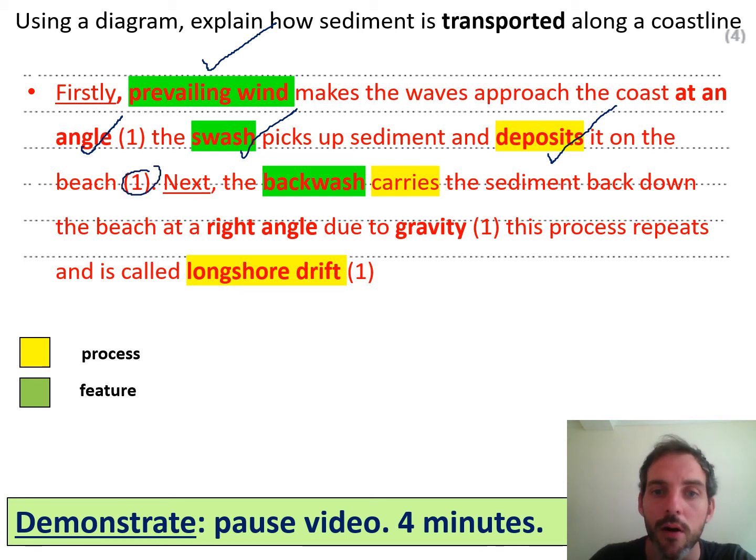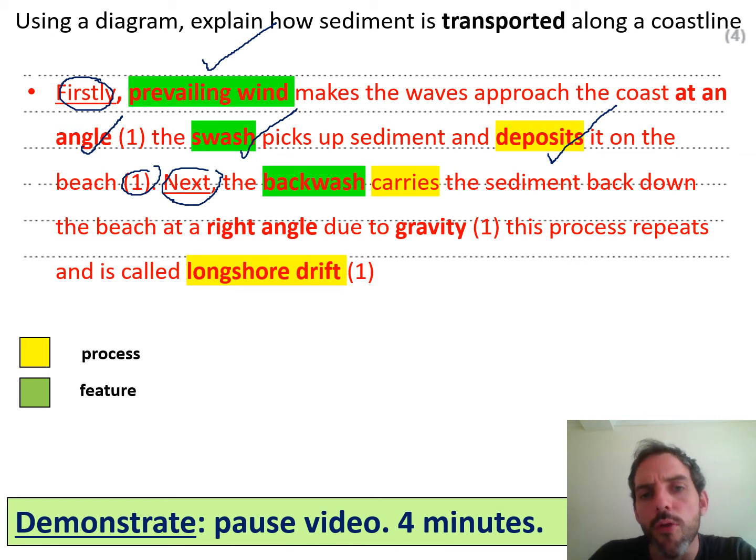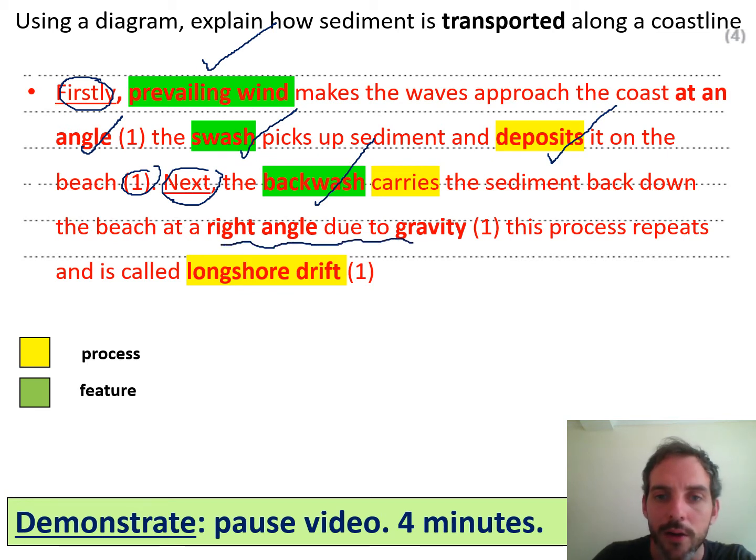There's our second mark. The third mark, see, we've got the word next in there. So we've got a sequence. We have firstly, then we have next or secondly. The backwash, we've got the word backwash in there, tick. The backwash carries the sediment back down the beach at a right angle. Look at your diagram, you can see it's at a right angle. There's our third mark.